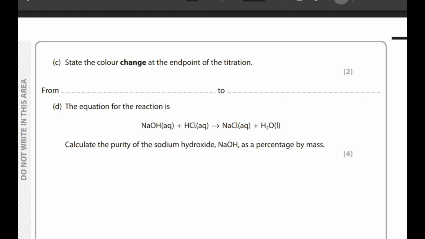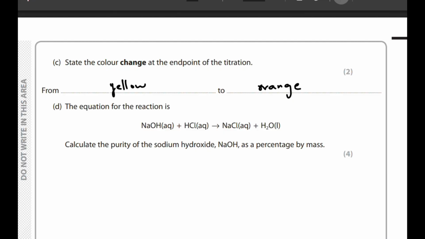State the color change at the end point of the titration. Okay, because in the conical flask you are having the alkali and methyl orange is yellow in alkali, and when you add acid from the burette, the solution will turn to orange due to the presence of acid. Okay. Now D part, the equation for the reaction is sodium hydroxide plus hydrochloric acid gives sodium chloride plus water.